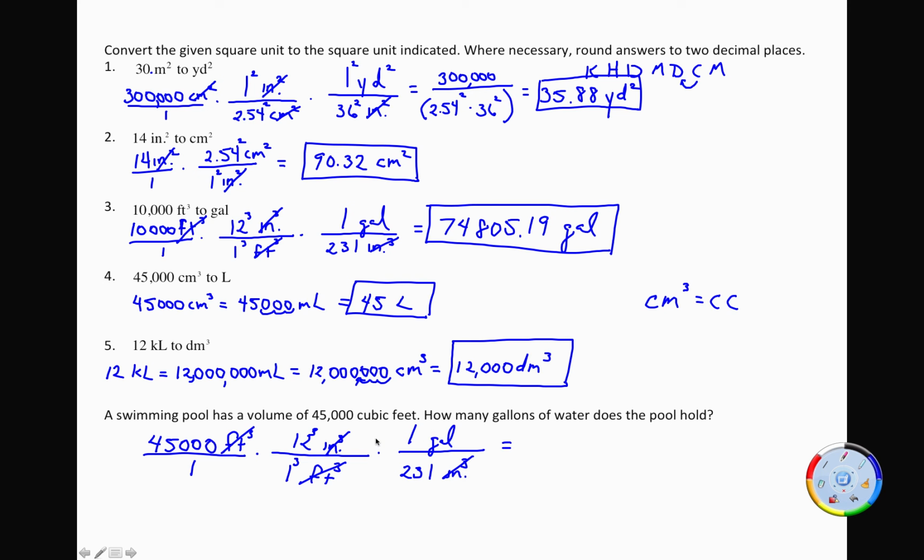45,000 times 12 cubed, 45 times 12 cubed, divided by 1 times 1 times 1 times 1, divided by 231, or 336,623.3766, which is 0.38 gallons.